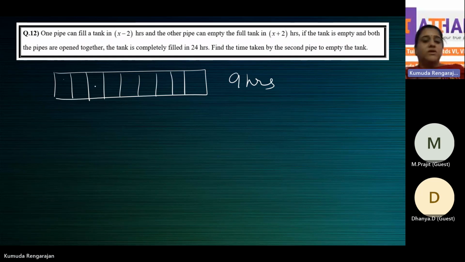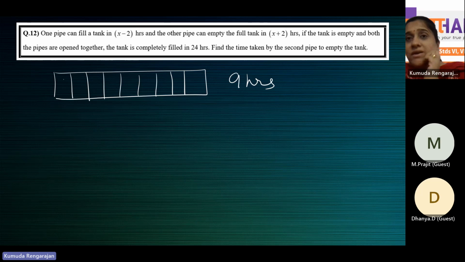1, 2, 3, 4, 5, 6, 7, 8, 9. So supposing you can finish a piece of work in 9 hours, that means you are dividing the work into 9 equal portions and you're going to complete 1/9 of the work every hour.